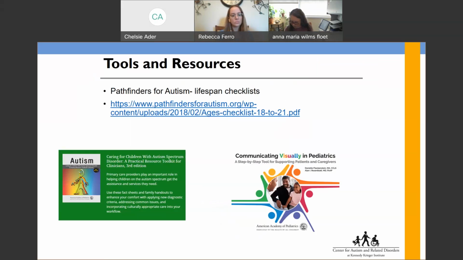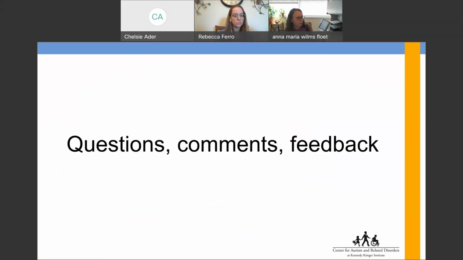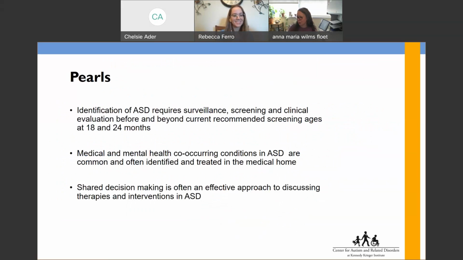So, pearls. And I know I'm running like one minute late, but I'm kind of happy that I didn't go too much over time. The identification of autism requires surveillance, screening, and clinical evaluation beyond the recommended ages, and actually before as well, right? Because we know that sometimes you can see signs of autism way before those screening ages. Medical and mental health conditions do often occur in autism and are often treated and identified in a medical home. And really, shared decision making is an effective approach to discussing therapies and interventions in autism.